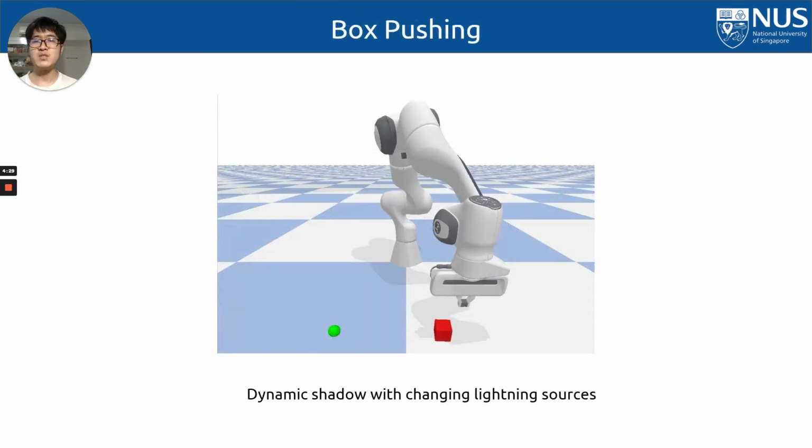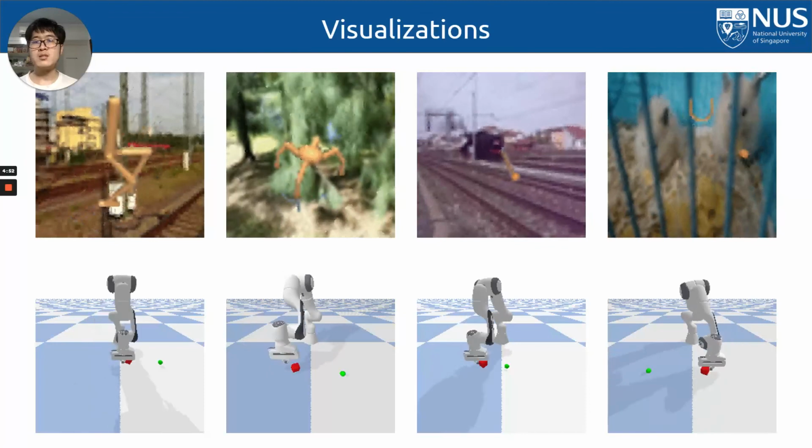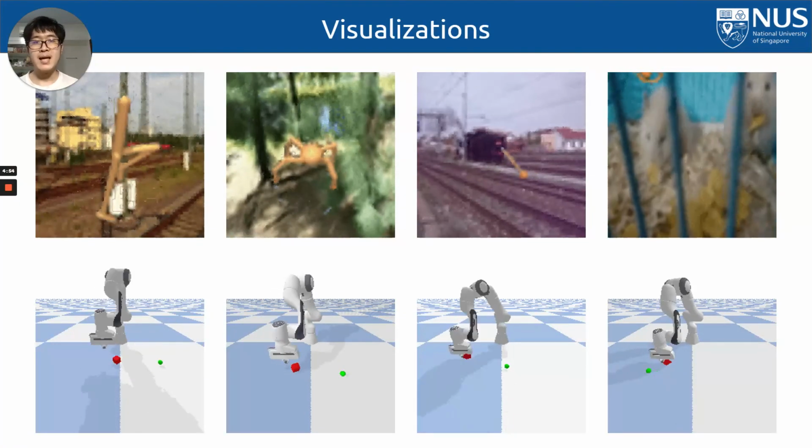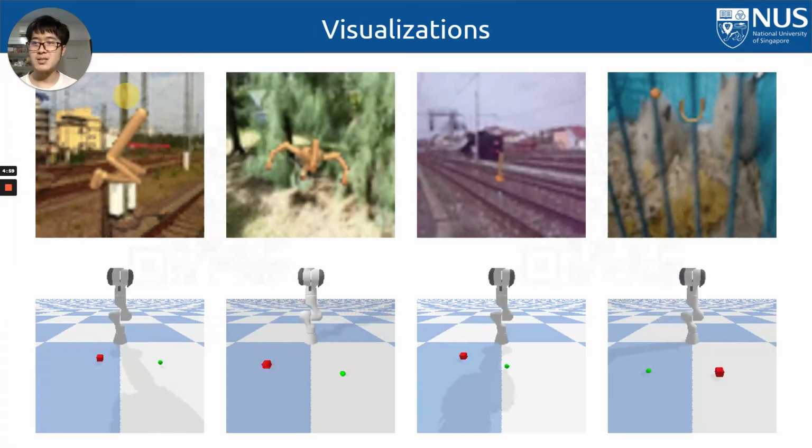We also evaluate CVRL on box-pushing tasks with a simulated robot, where the challenge is the dynamic shadow cast by the robot arm and self-occlusion. We noticed that CVRL has learned faster compared to the other two baselines and achieves a higher reward with a shorter execution length. These are the visualizations of our experiment, where we can see that CVRL successfully handled all tasks.